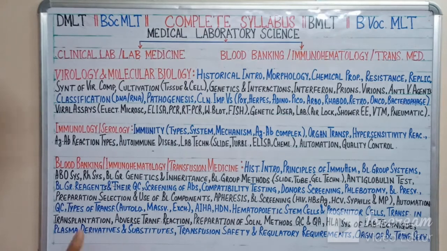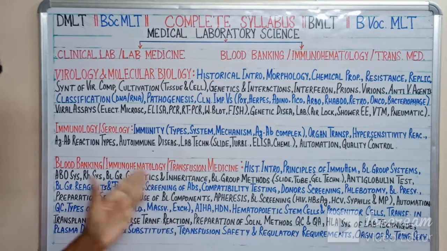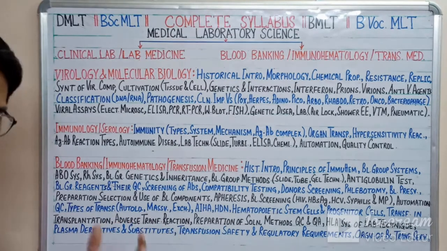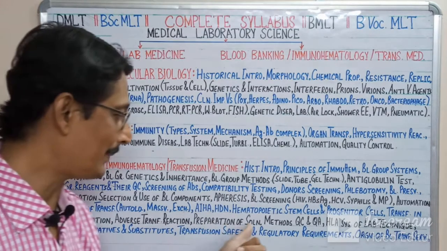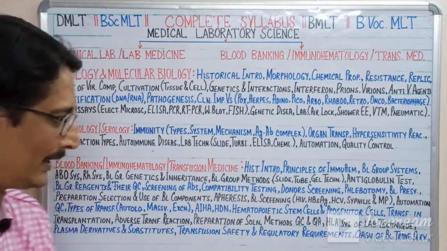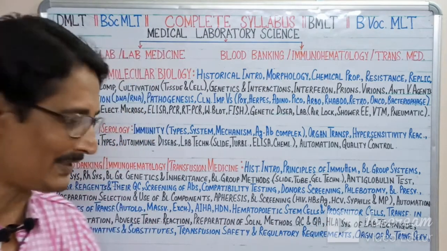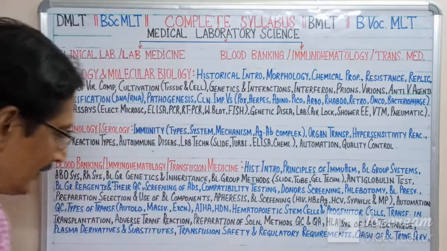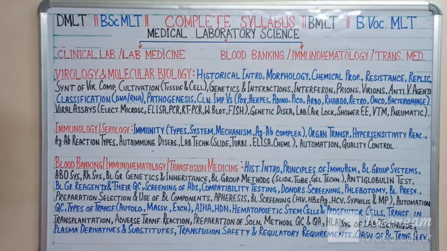Now transfusion in transplantation: during transplantation, what type of transfusion may be needed for the patient. Then the adverse transfusion reactions: even after all these tests, there may be some adverse transfusion reaction in the recipient, so we have to study those matters. Now the preparation of solutions, methods, quality control and quality assurance. Like RBC, there is also HLA, that is human leukocyte antigen. Then the plasma derivatives and substitutes. What are the other substitutes for plasma derivatives?